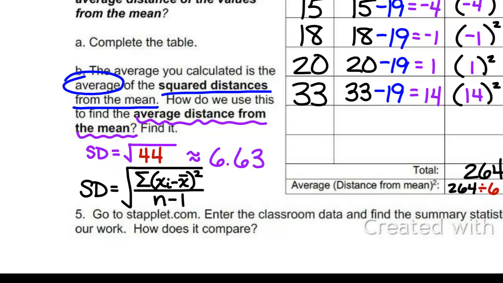There's our X bar. What did I say X bar stands for? Mean. X bar is the mean. Look at this right here. That's sigma x, 6.63. Isn't that what we found when we did our square root of 44?